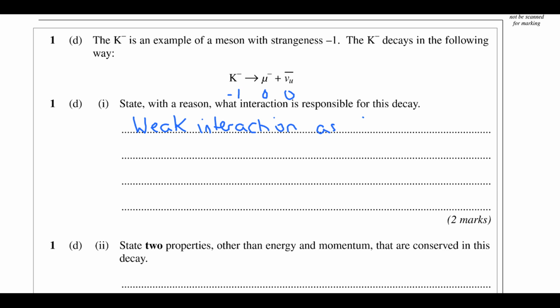And we know that because strangeness is not conserved here, because it goes from -1 to 0 on the far side. And we know if strangeness is not conserved, it's not the strong, it must be the weak interaction that's caused this decay. Those are the type of interactions that cause decay.